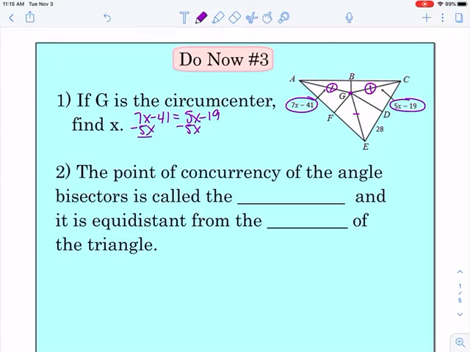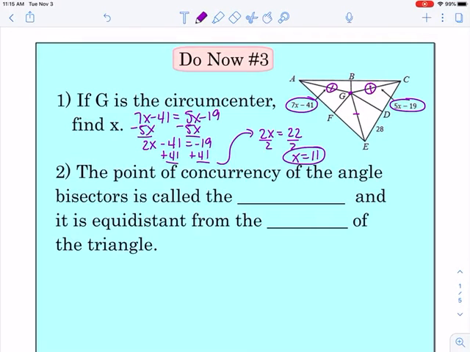Subtract 5x from both sides. 2x minus 41 is going to equal negative 19. Add 41 to both sides. And when you do that, you'll be left with 2x is going to equal 22. Divide both sides by 2, and x is going to equal 11. The question only asked you to find x. You found it. You're done.